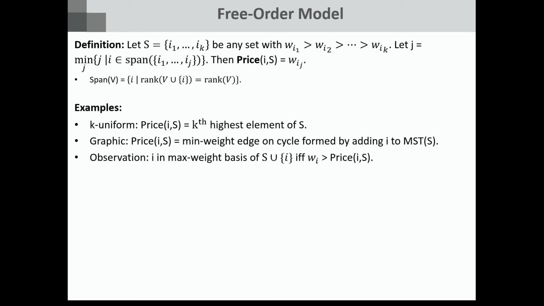Because if I run the greedy algorithm to find the max weight basis for S union I, I will start with the heaviest element, and I will accept everything that is not spanned. So if I get to I before I span I, then I is in the max weight basis. If I get to the element that induces the price of I with respect to S before I get to I, then I span I. And the point is that I get to I before I get to this element if and only if the weight of I exceeds its price. Okay, so this is just some intuition for this definition.